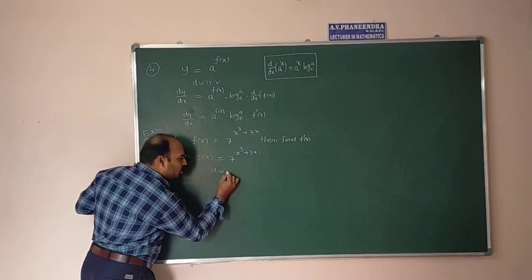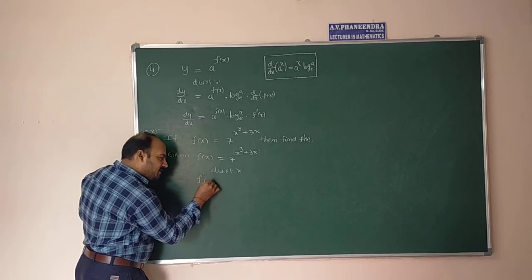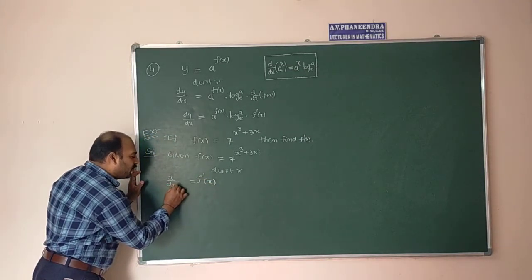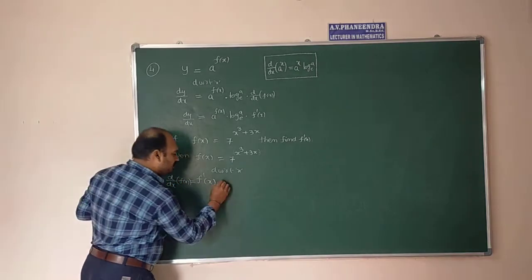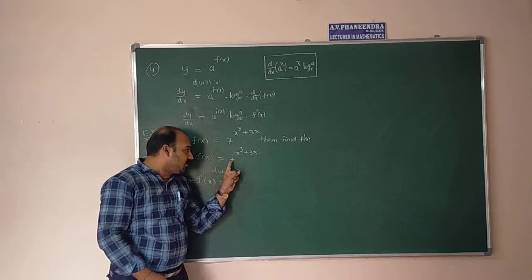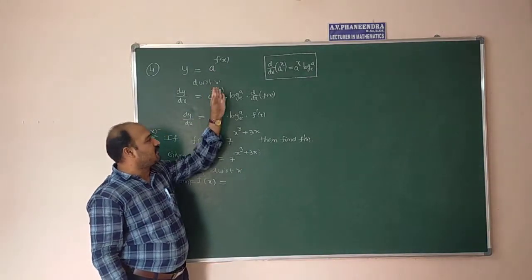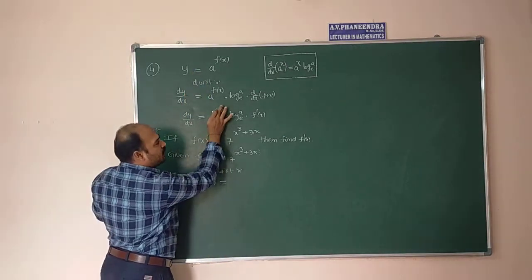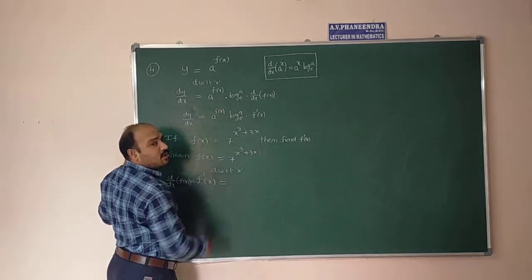Differentiate with respect to x. The derivative of f of x is f dash of x, or in other words we write d by dx of f of x, which becomes f dash of x only. It is equal to 7 power f of x, and 7 power f of x means a power f of x. We know that d by dx of a power f of x is a power f of x into log a to the base e. Again, whatever function is involved, that we differentiate now.